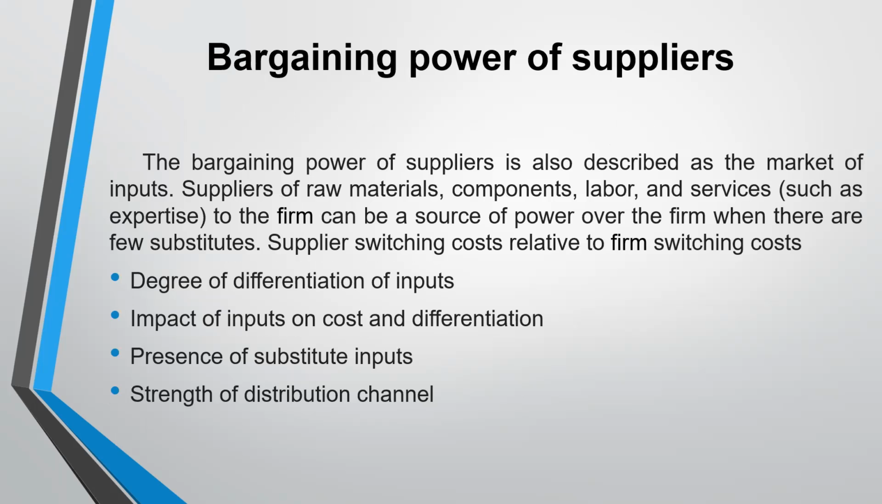So, bargaining power of suppliers. The bargaining power of suppliers is also described as the market of inputs. Suppliers of raw materials, components, labor, and services to the firm can be a source of power over the firm when there are few substitutes. Supplier switching costs relative to firm switching costs. So there is a degree of differentiation of inputs, impact of inputs on cost and differentiation, presence of substitute inputs, and strength of distribution channel. So the next factor in the five forces model addresses how easily suppliers can drive up the cost of inputs.